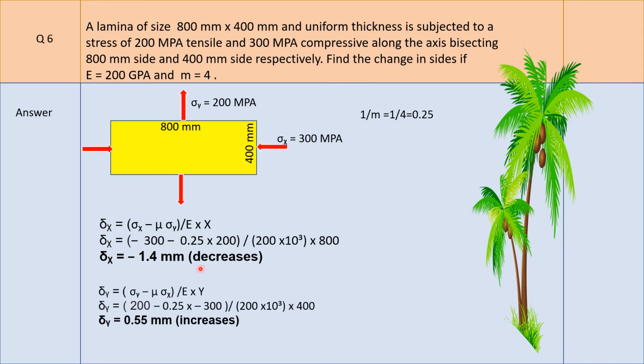Then let us calculate the change in y direction, delta y. The formula will be (sigma y minus mu sigma x) divided by E into y. Now sigma y is 200, it is tensile, so taken as positive: 200 minus mu, which is 0.25, into sigma x, which is compressive, so minus 300, bracket close, divided by E, that is bracket open 200 into 10 raised to 3 bracket close. Now in the vertical direction y, the length is 400, so y is substituted as 400. Start from here, do the calculations.